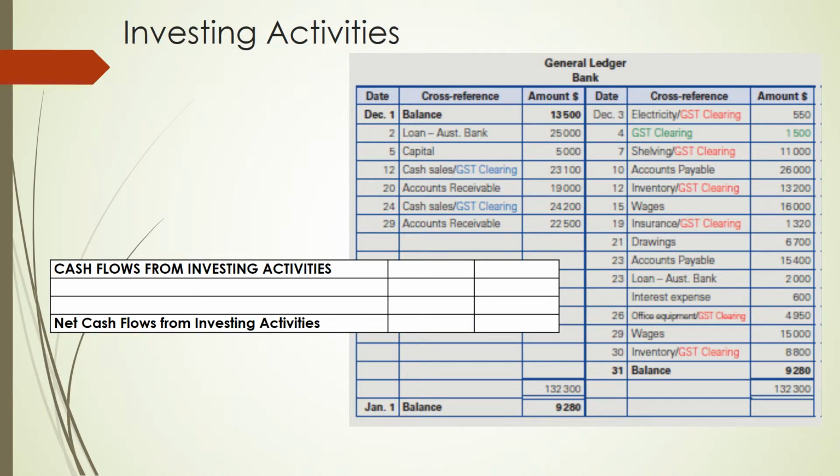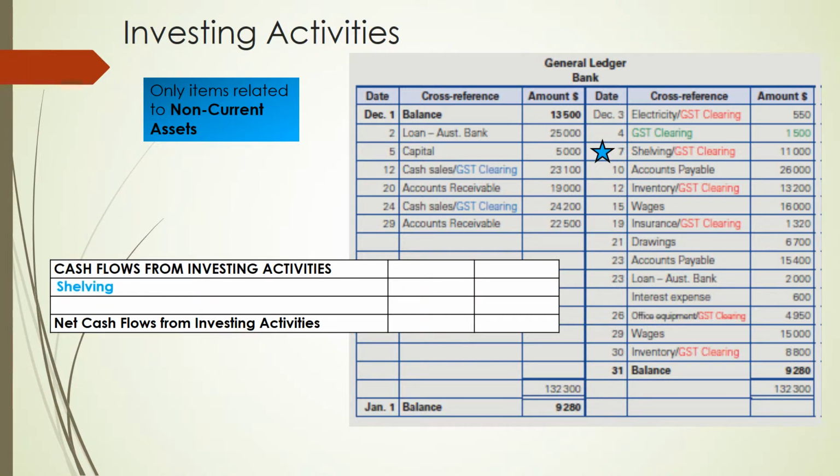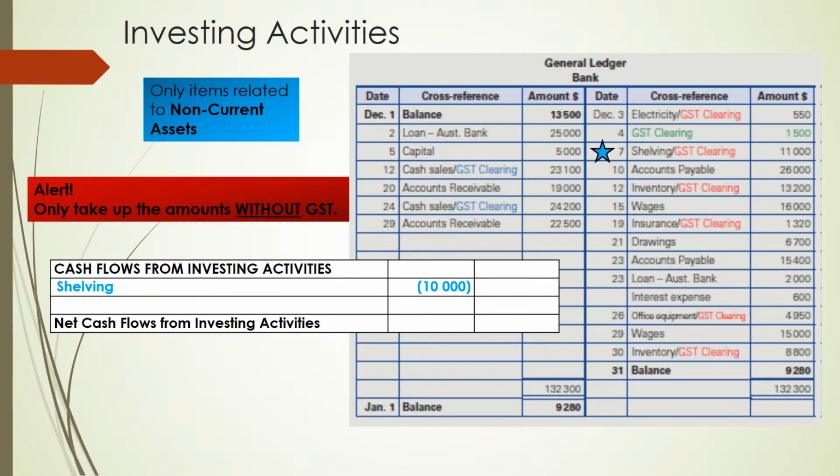Next up, we have the investing activities section where we report only items related to non-current assets. So here in the 7th, we have a purchase of shelving for a total of $11,000 including GST. But here we need to make sure that we are taking up the amount without GST. And the reason being is because the GST will be separately reported under the operations section, which we will be looking into shortly.